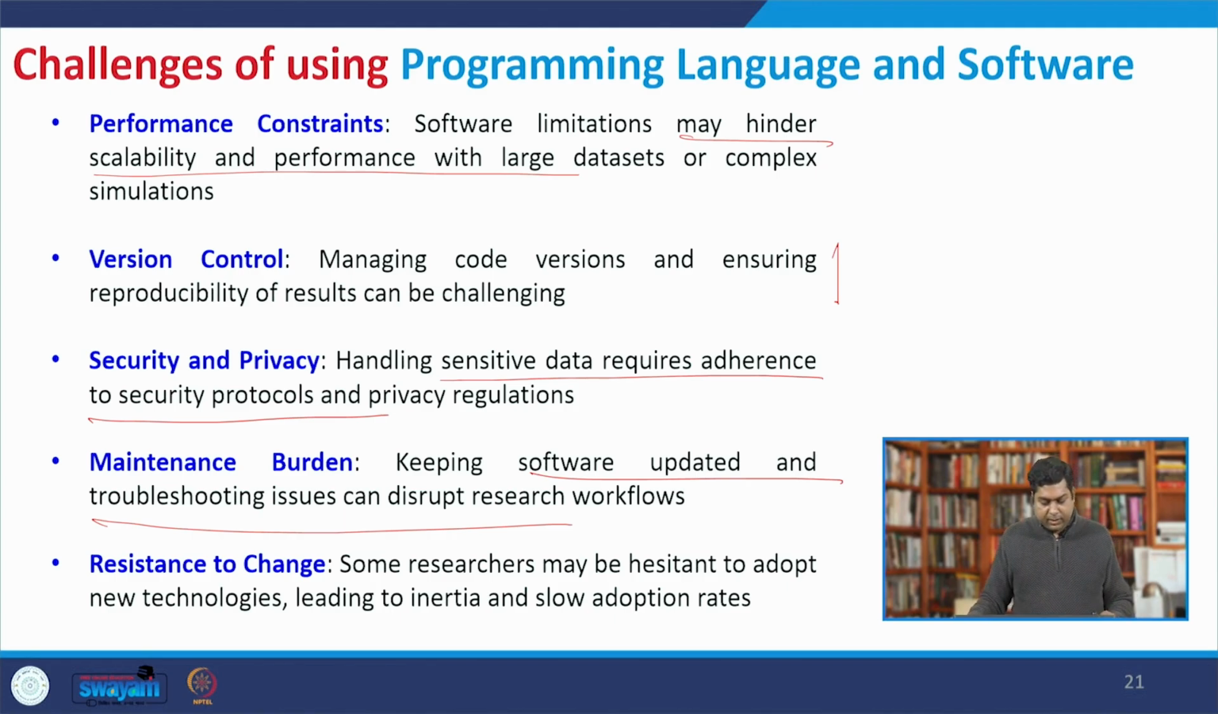Resistance to change: some researchers may be hesitant to adopt new technologies, leading to inertia and slow adoption, because we are slowly moving toward this, as I mentioned during our previous lecture on artificial intelligence. Still we don't know exactly how we can use it effectively. Many of us just get ideas from different media, that AI is the future, AI can do so many things, AI can replace human manpower, etc. But unless we know it properly, we cannot take a call.